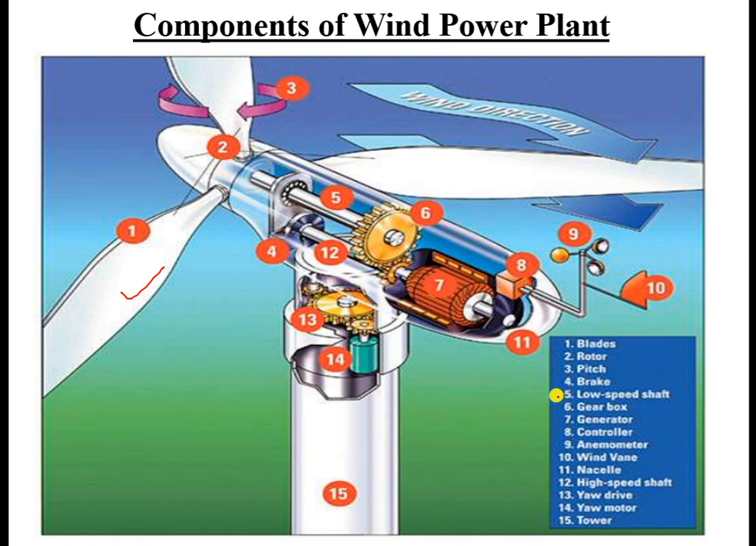Then the fifth one is the low speed shaft, and here is another one, the high speed shaft. You just see here, the fifth one is the low speed shaft, and this one is the high speed shaft. The twelfth one is the high speed shaft. Now I'm talking about the fifth one, the low speed shaft. So these two shafts are there. This low speed shaft is associated with what? The rotor. Try to remember this one.